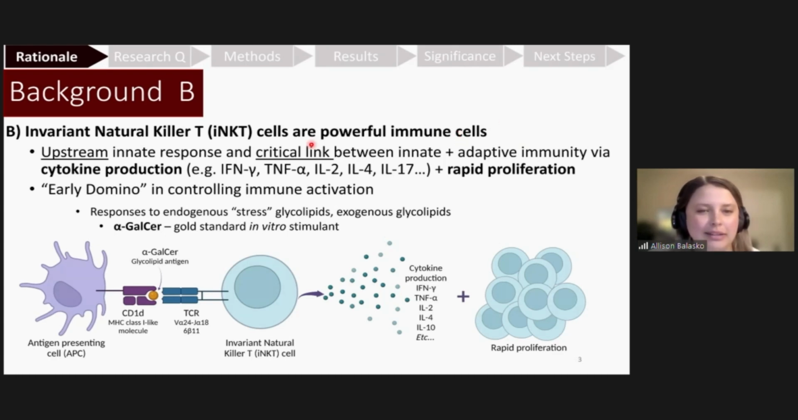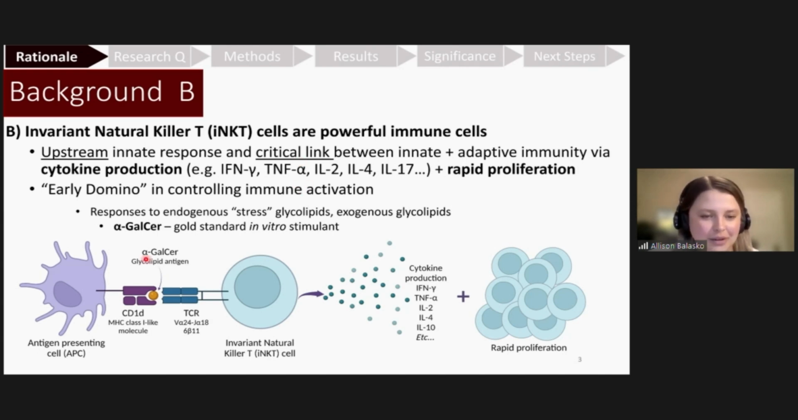Second part of my background is the type of immune cell that I study. So I study invariant natural killer T cells. So iNKT cells, they're a very powerful immune cell. They work more upstream. They link the innate and adaptive immune systems. They produce a lot of cytokines, and they proliferate really quickly. And they kind of are an early domino in HIV response and response to other viral infections.